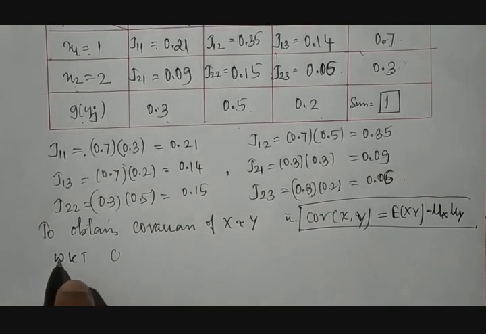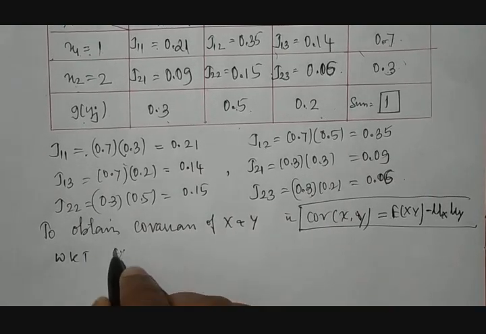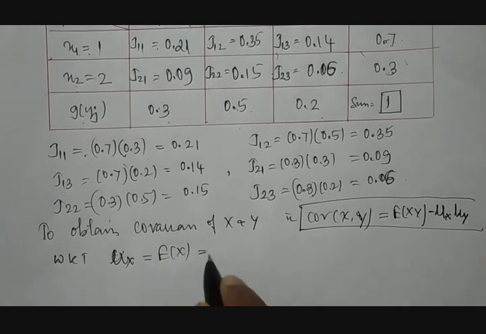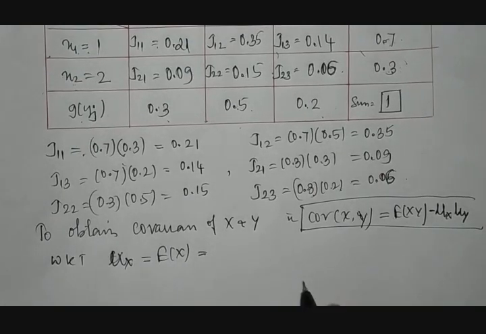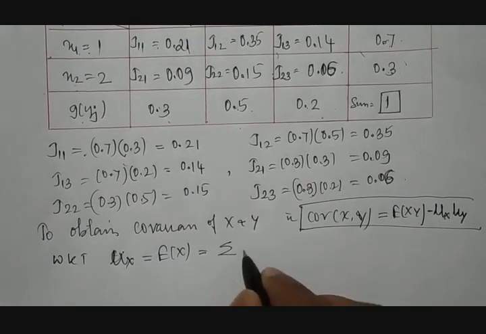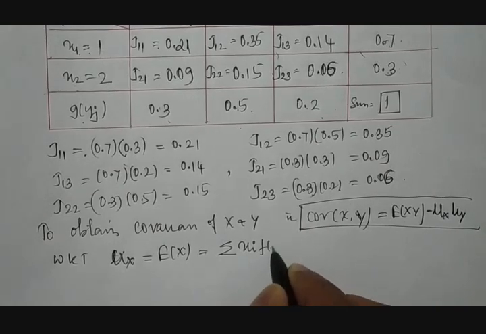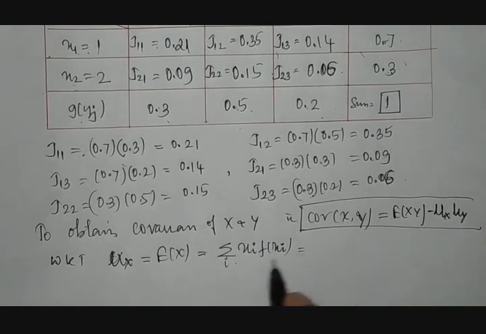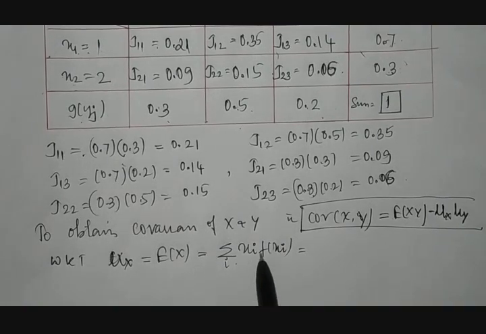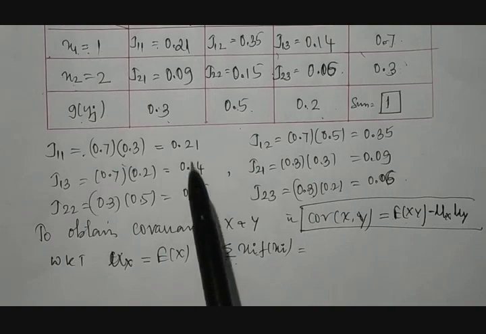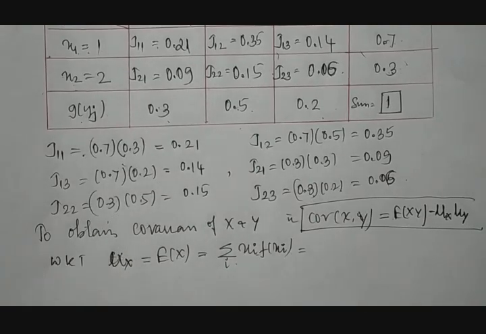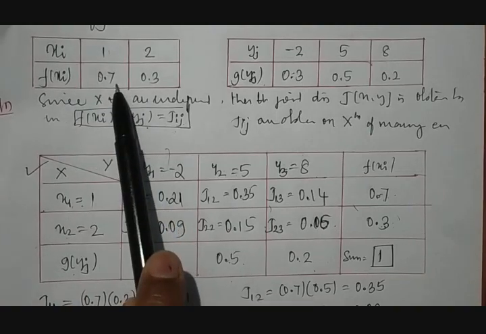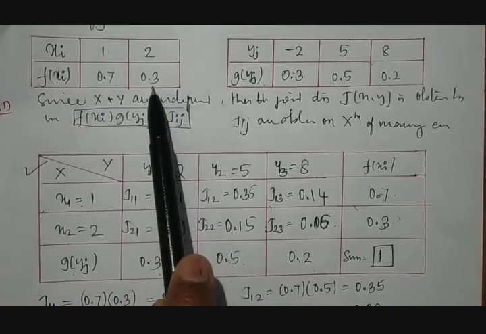Therefore, first I take mu x. Mu x is nothing but expectation of x. What is the expectation of x formula? It is nothing but the mean, so summation of xi into f of xi. Therefore, this is equal to summation of x into f of x. Here, x is 1, f of x is 0.7, x is 2, f of x is 0.3.